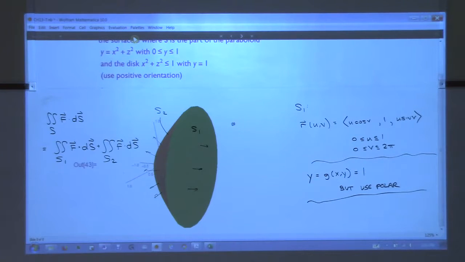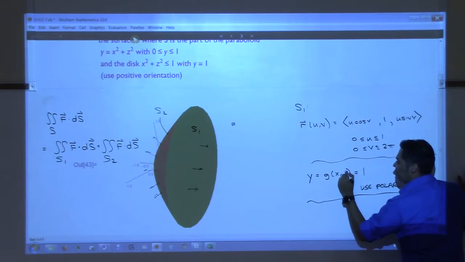xz function of vector? Yeah, sorry, this is xz. Yes, thank you.